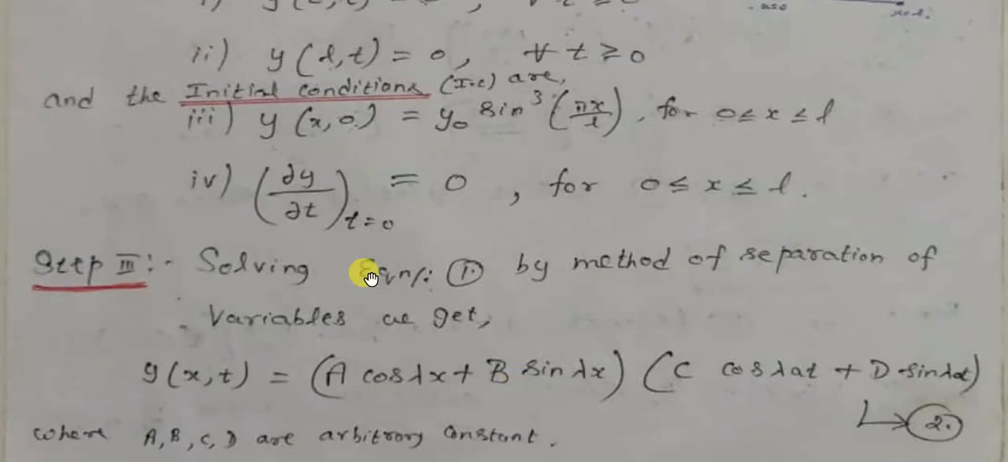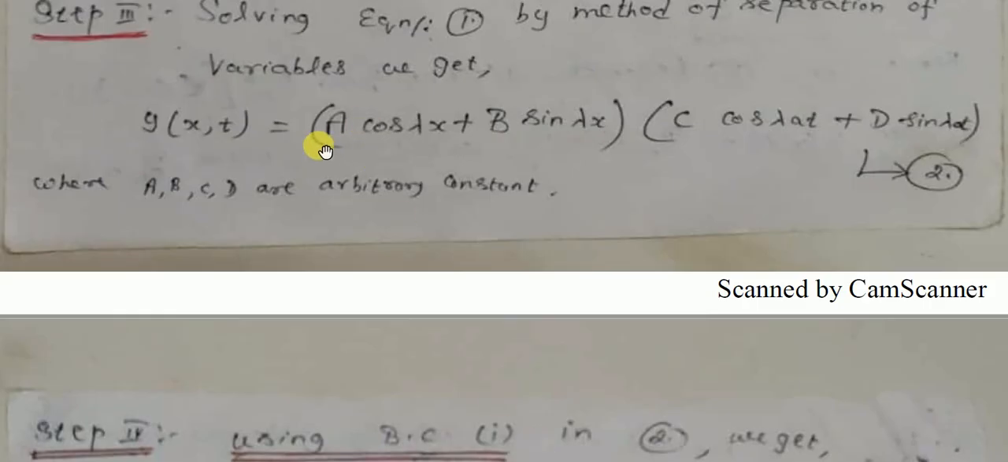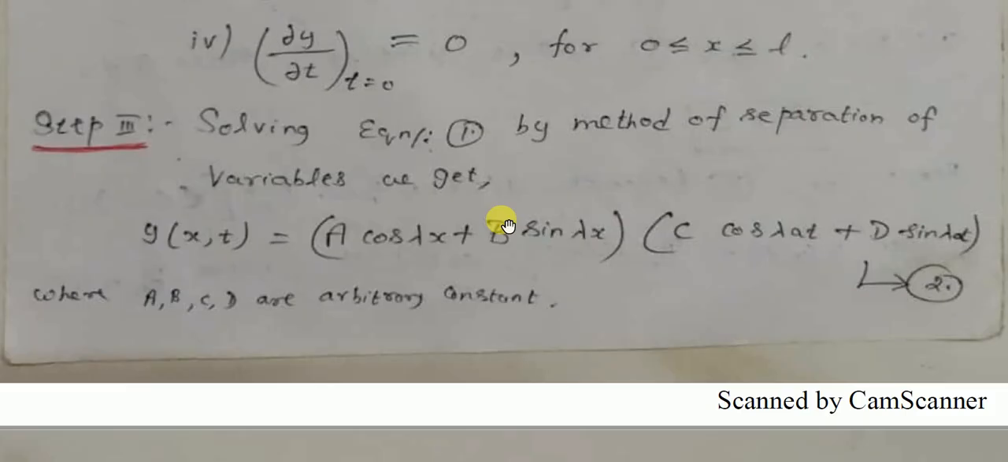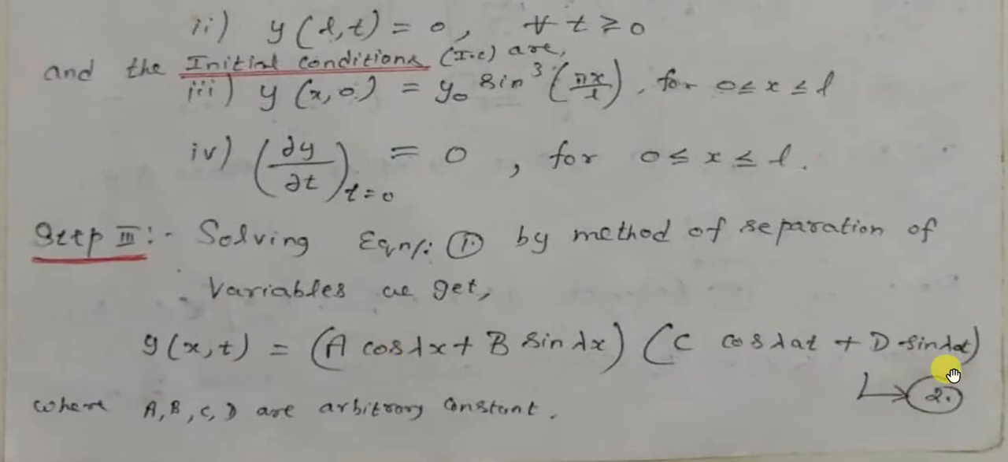As I explained in the previous lecture, the proper solution for the physical nature of this problem is this. You have to take the solution as it is: a cos lambda x plus b sin lambda x, into c cos lambda at plus d sin lambda at, where a, b, c, d are arbitrary constants. Our aim is to find the values of a, b, c and d using the conditions listed here. This is equation number 2.